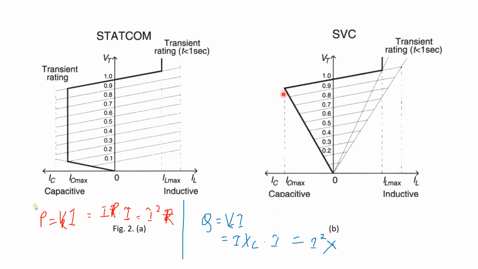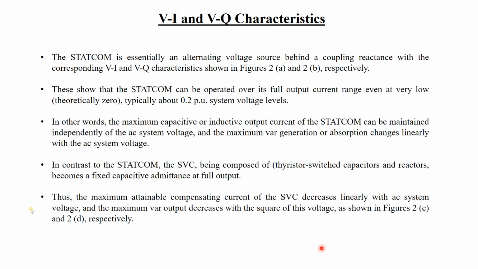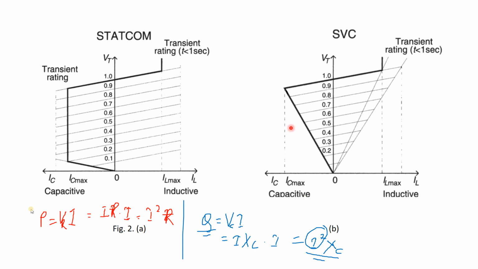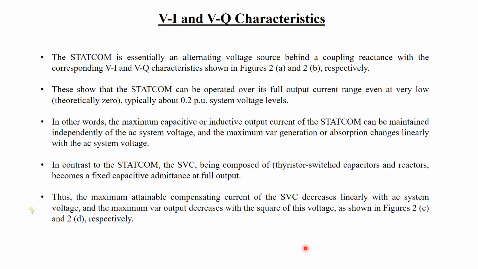So you can see that if the voltage is decreasing, the current is decreasing. For the capacitance, if the current is decreasing, then the reactive power will decrease by the square, because the current is squared, isn't it? The current is decreasing, so the reactive power will decrease by the square. That is why it is said that the maximum attainable compensating current of the SVC decreases linearly with the AC supply voltage, and the maximum VAR output decreases with the square of the voltage. That is, the VAR output, the reactive power output, decreases by the square of the voltage.